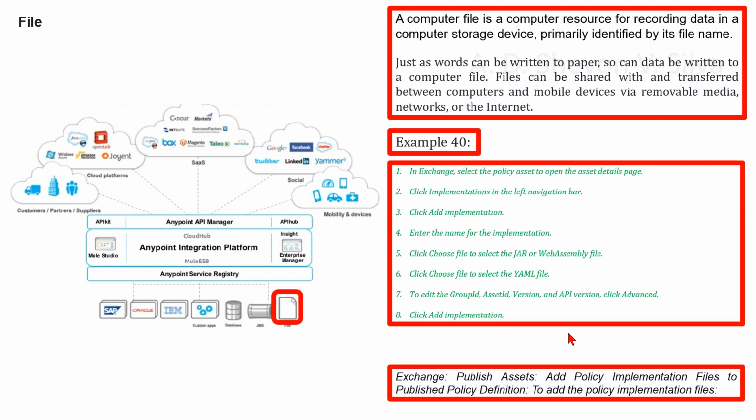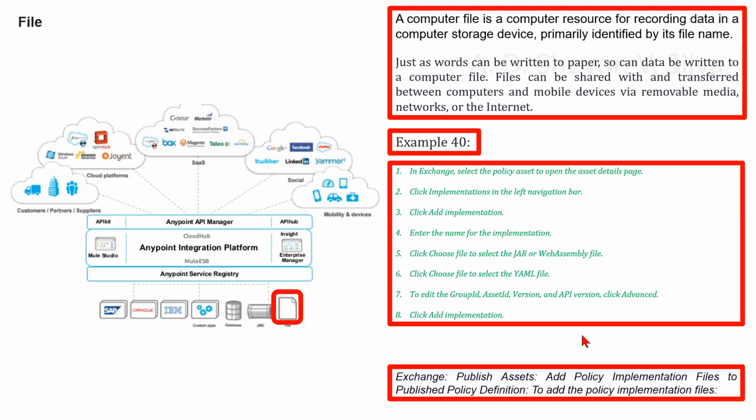Add policy implementation files to a published policy definition in published assets in Exchange. When a policy definition asset is published in Exchange, the asset details page displays the pending flag next to implementation in the left navigation bar. The flag indicates the policy implementation has not been added. Add the policy implementation file to the policy definition to enable the policy to be available in runtime. Required implementation files are binary files such as WebAssembly, WASM, file for the Flex Gateway, or jar for Mule runtime, and a YAML metadata file.